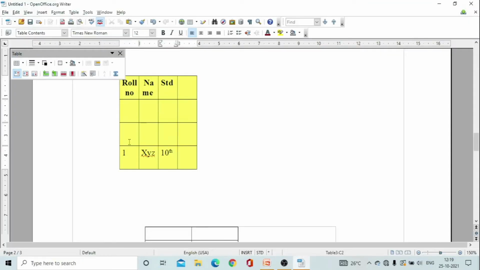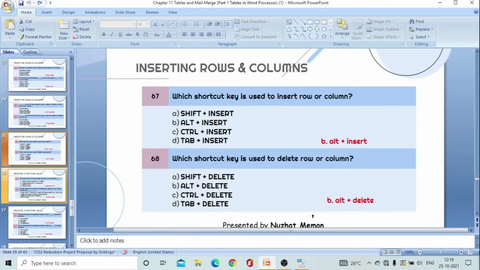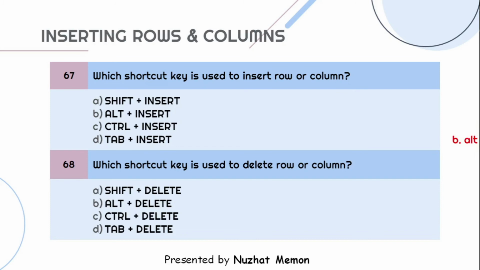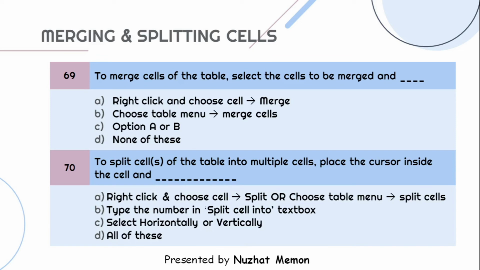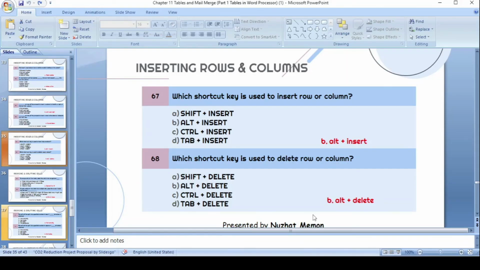So here we'll see inserting row. So yes, as you can see, we have inserted a row, and in the same way you will delete a row or column by using delete instead of insert key. 69, now here we see merging and splitting cells. So to merge cells of the table, select the cells to be merged and then right click and choose cell, then merge, or you can choose table menu and then merge cells. Both of these methods we have done, but still we will do it.